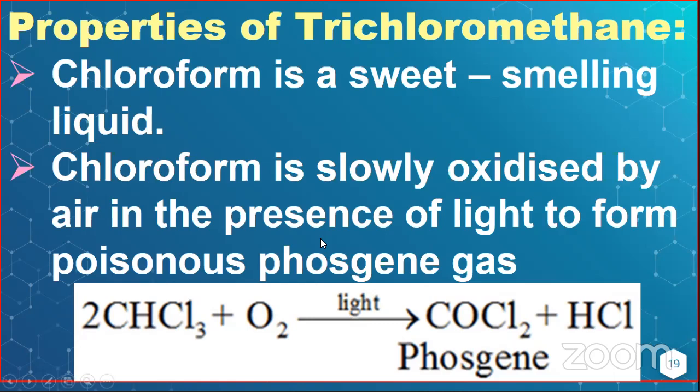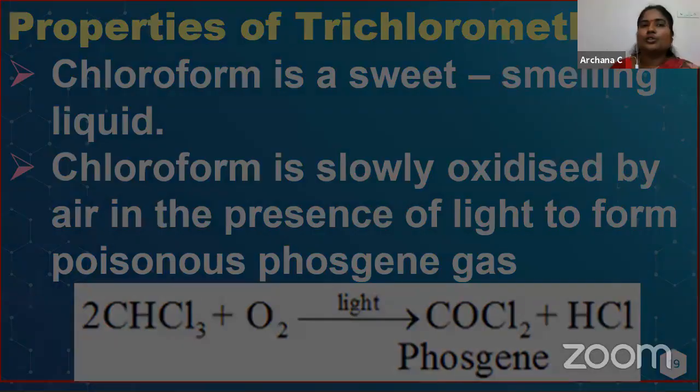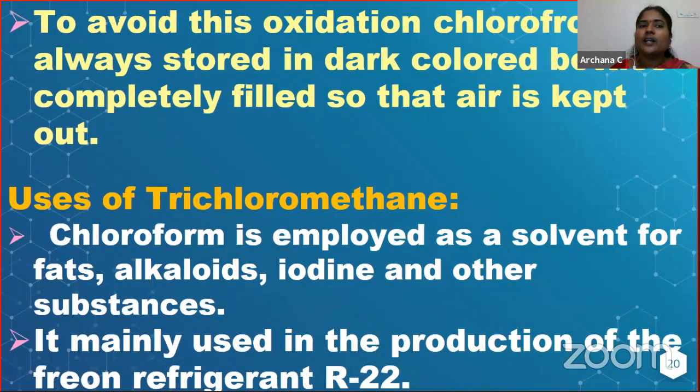So in order to avoid the formation of this poisonous gas, what do we have to do? It should be stored in dark colored bottles, tightly and completely, so that air cannot enter into it. Due to this, we can avoid the oxidation of chloroform.